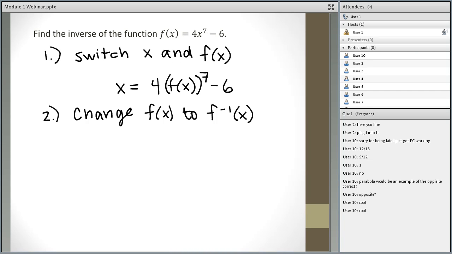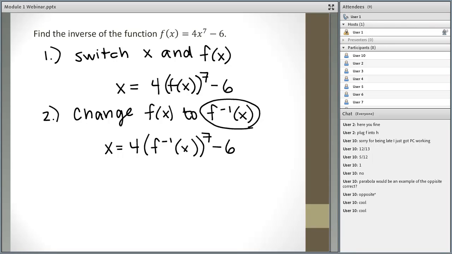So basically, once we make that switch, we can change f of x into f inverse of x. So f inverse is represented by this notation where it's got the little -1 that looks similar to an exponent, but it actually represents the inverse. So I'm going to have x equals 4 f inverse of x to the 7 minus 6. And like I said, you could have done steps 1 and 2 at the same time. It's completely fine. And then the last thing I'm going to do is solve for f inverse of x.